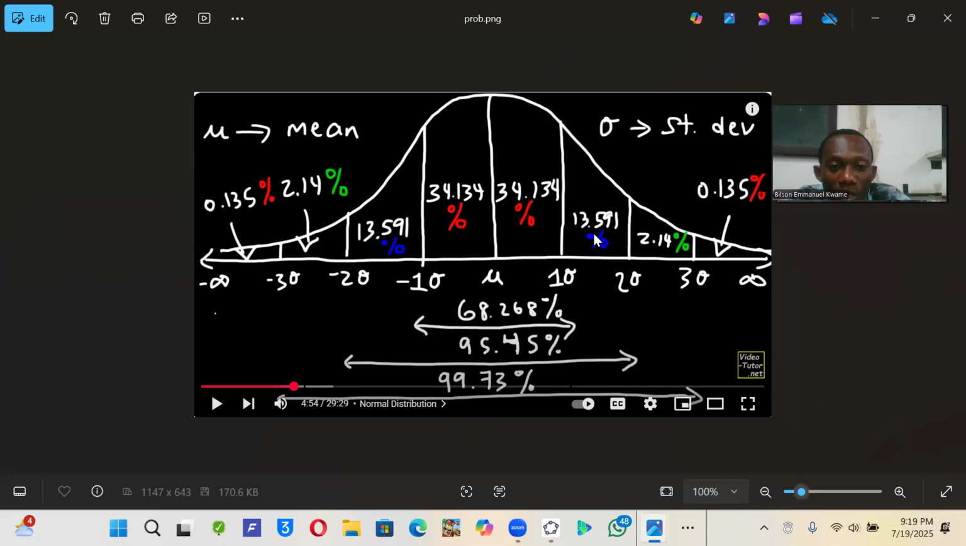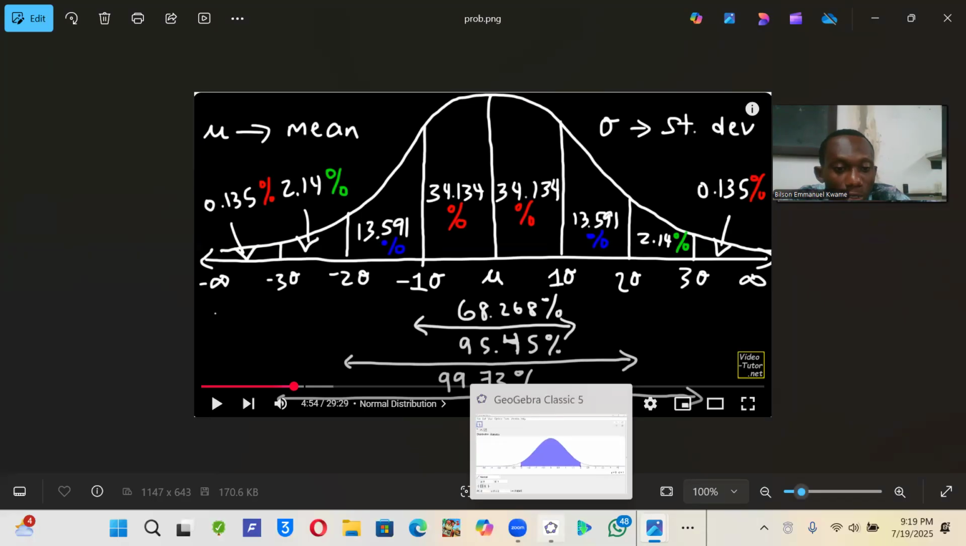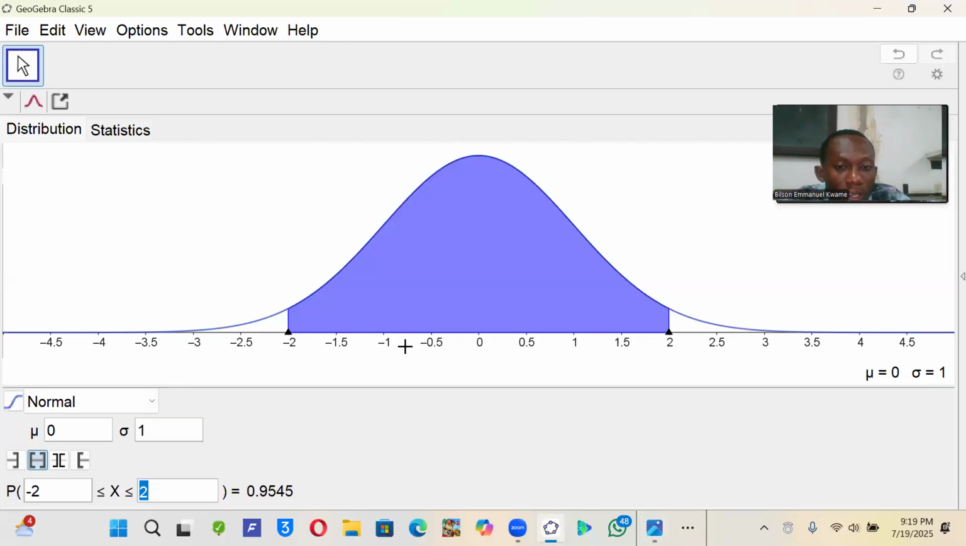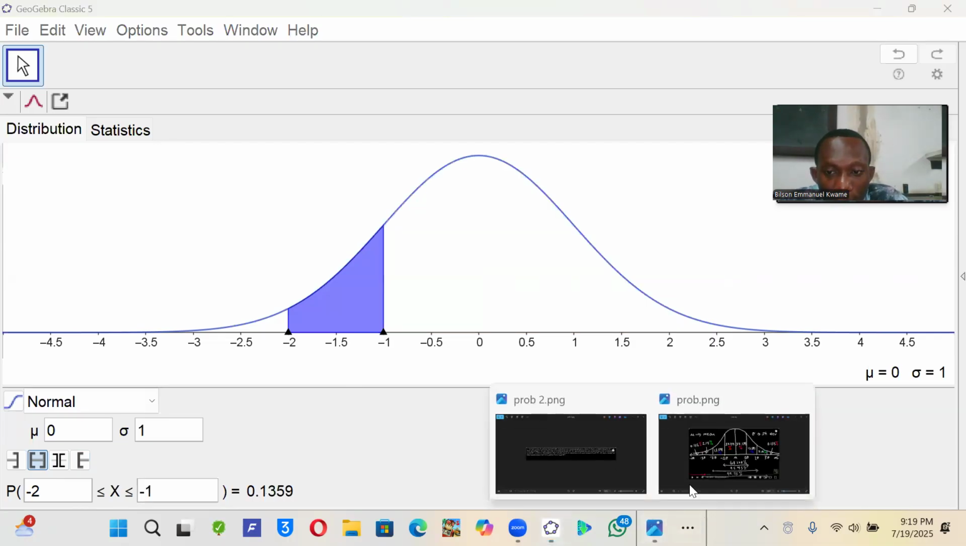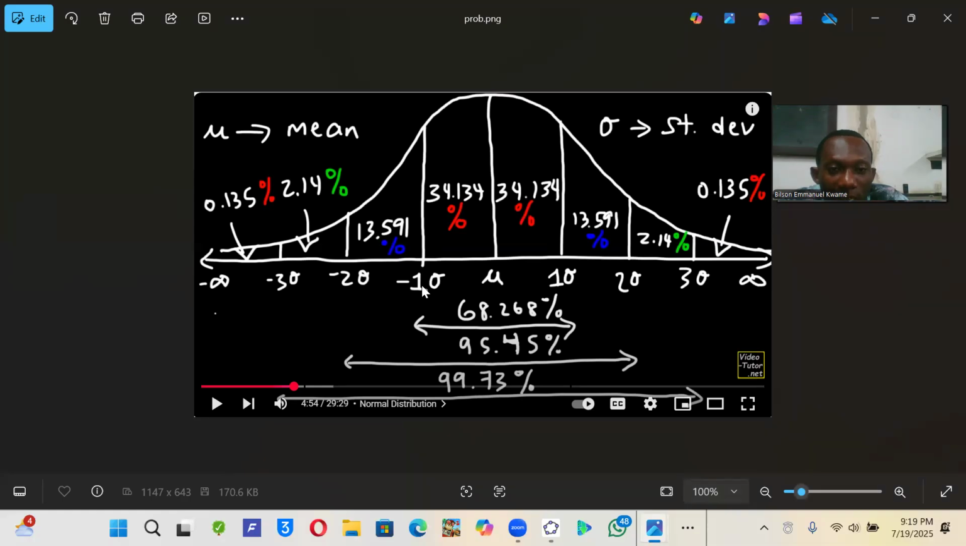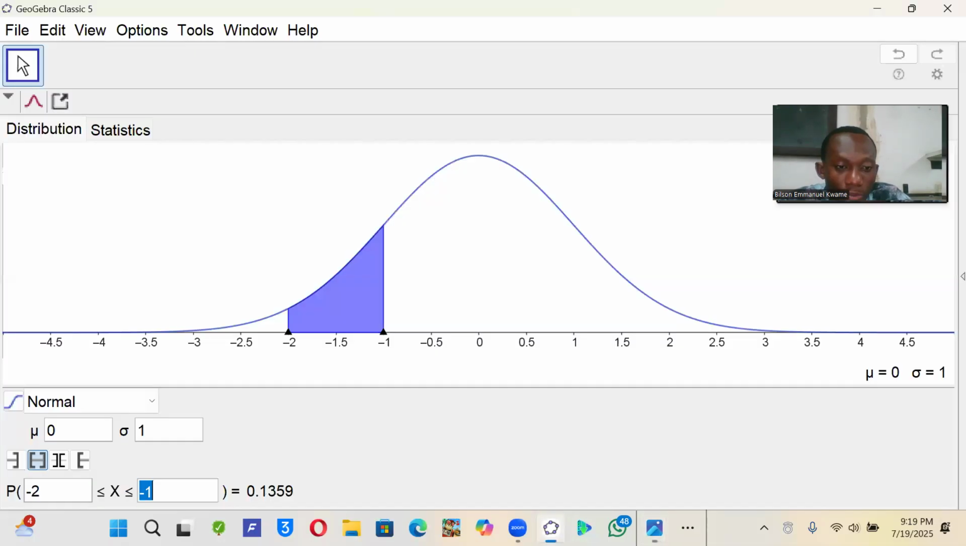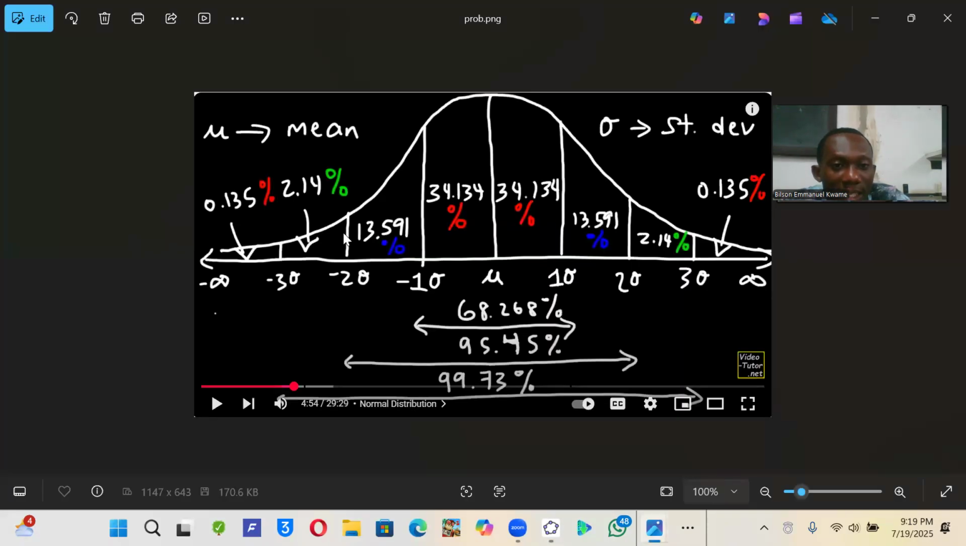So when we go to the GeoGebra app, we want to know the region between -2 and -1. So let's confirm something here. From -2 to -1, it is giving us 13.591%, right? So you come to the GeoGebra app. Let's key in enter. You see that 13.59. When we multiply this by 100, we're going to get 13.59%.